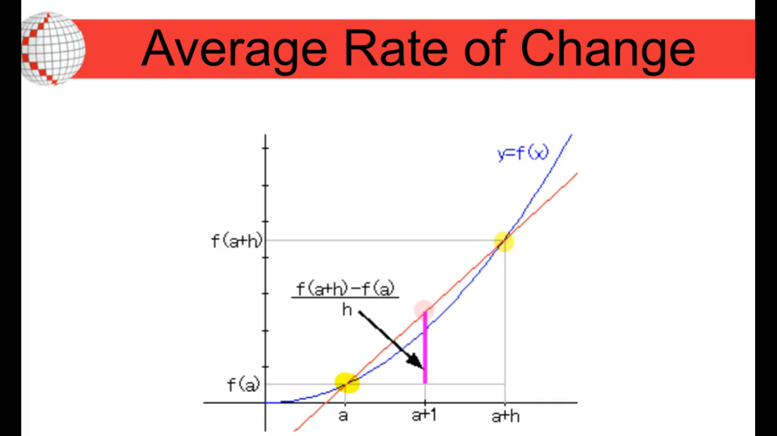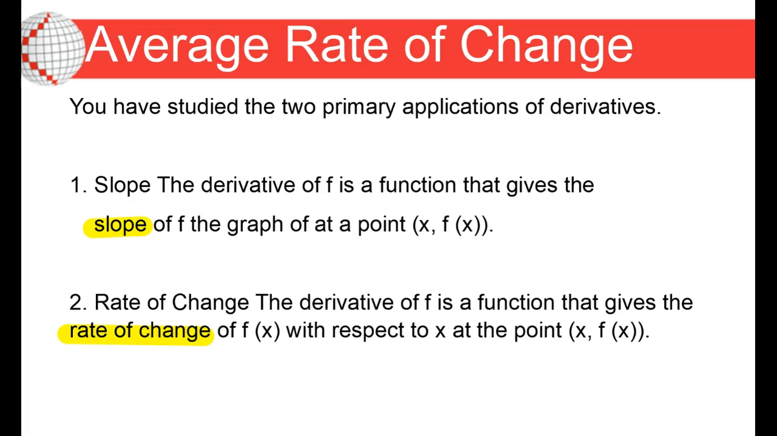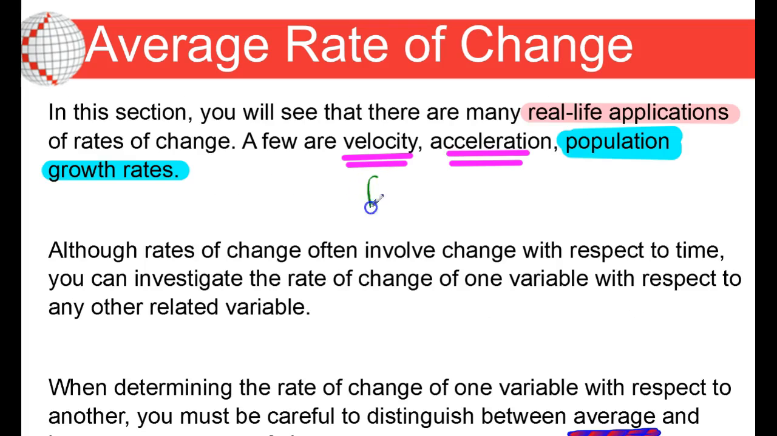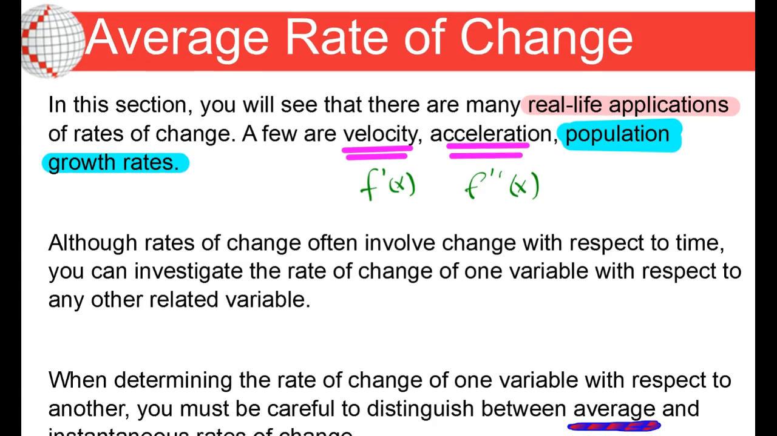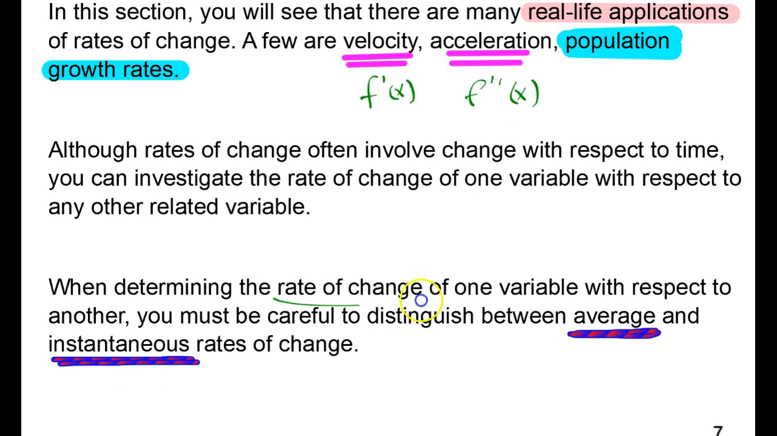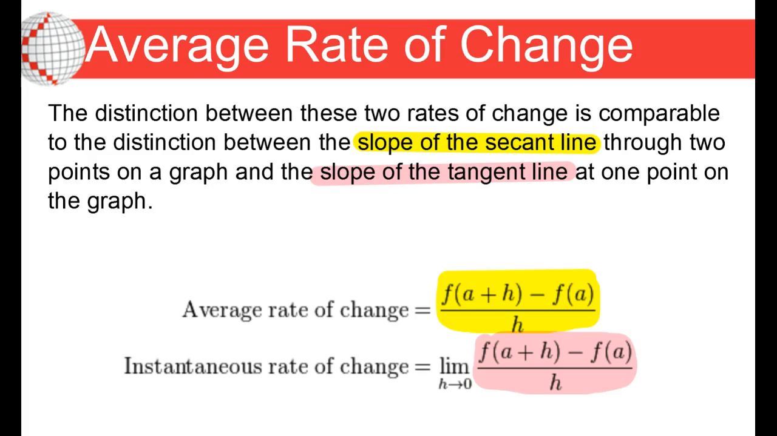So we know from the previous sections the rate of change is this formula, but we're going to be using the cheat way to find the derivatives this time. So remember, slope and rate of change is the same. Velocity is the first derivative. If we talk about acceleration, I need the second derivative. And when determining the rate of change, be careful if they're asking the average rate of change or the instantaneous rate of change, because we're going to be figuring those two separately.